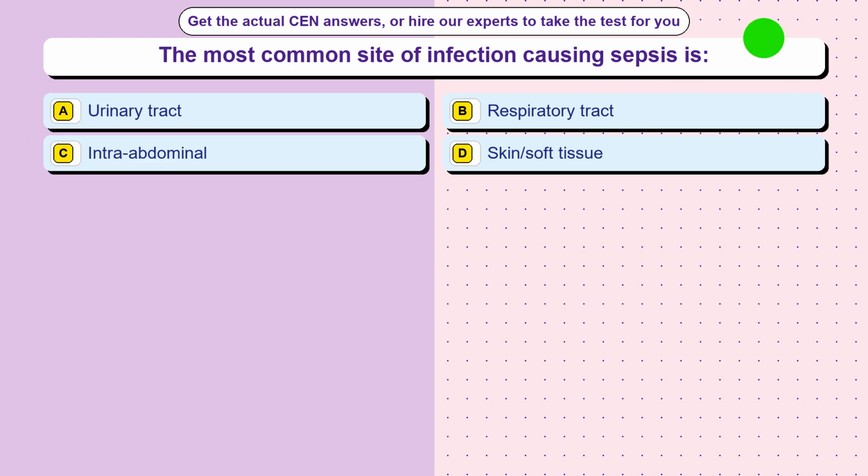Question 43. The most common site of infection causing sepsis is: Option A, urinary tract. Option B, respiratory tract. Option C, intra-abdominal. Option D, skin/soft tissue.